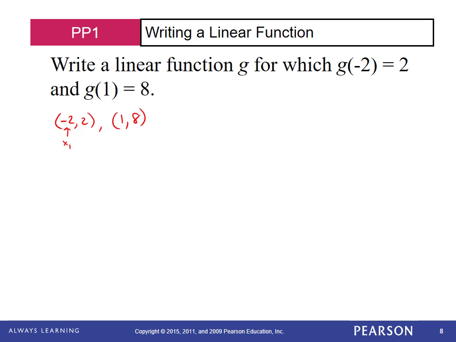And again, x1, y1, x2, y2. And we go to our slope formula. 8 minus 2 on top. That's the subtraction of the y values. And then how about a 1 minus a negative 2 on the bottom.